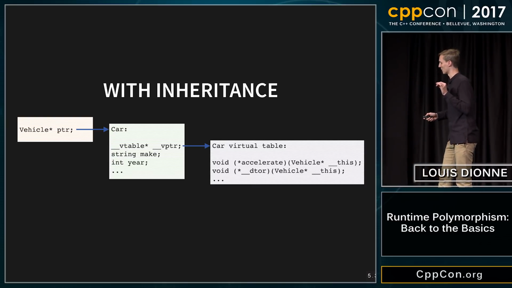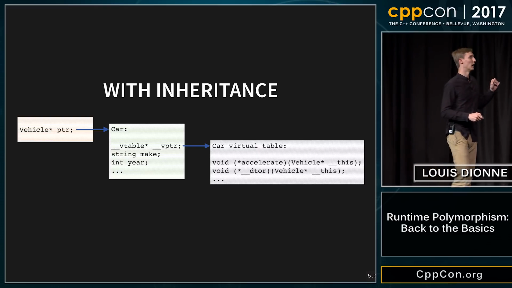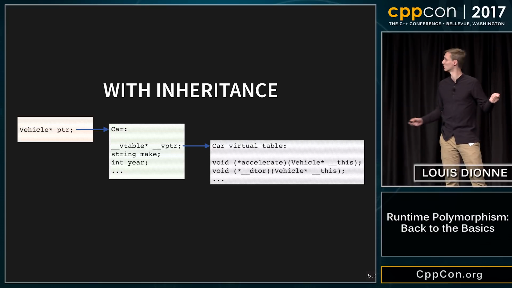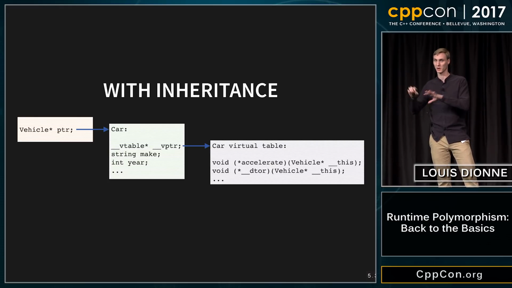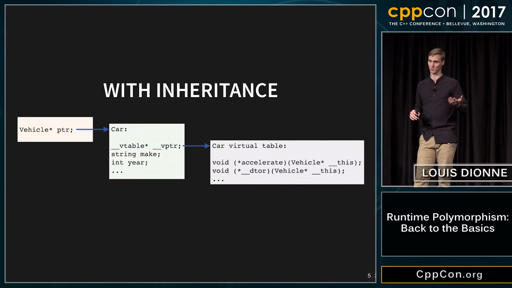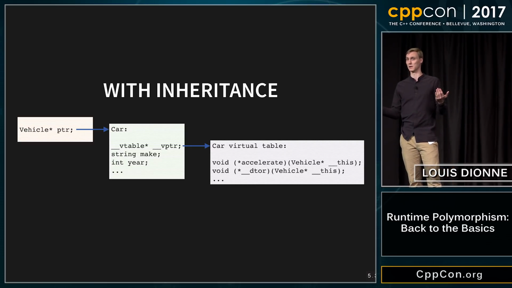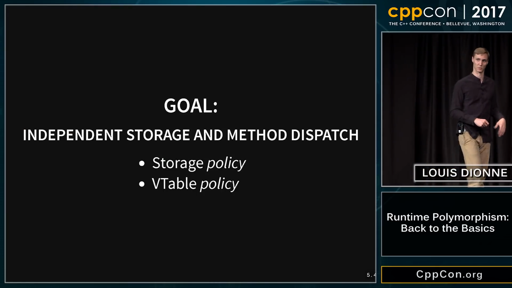And I'm going to steer the discussion in one specific direction. I'm going to try to treat the storage, which is this green box here, and the vtable, or the dynamic dispatch, which is this purple box here, independently. And so we're going to find a few ways to do the green box, and a few ways to do the dynamic dispatch, the purple box. And if they're really independent, we're going to be able to mix and match them, which gives us some nice flexibility.